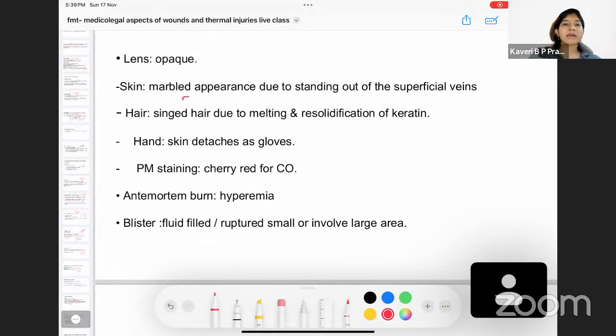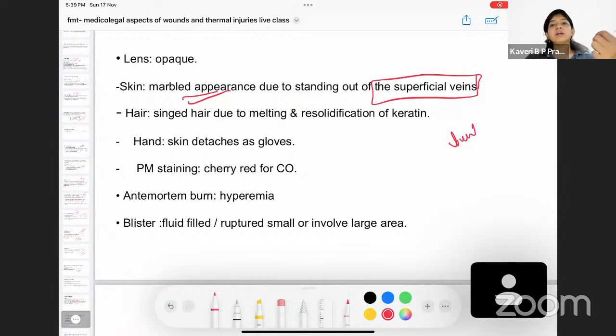Why is there a marbled appearance? Because of the standing out of the superficial veins. So it gets fixed to the skin and there is staining and there is going to be a marbled appearance which is seen on the skin. Hair is going to be singed. As I told you, what is singeing? Singeing is that peculiar burnt odor of the hair. The hair is going to be tangled and easily pluckable because of resolidification of the keratin.